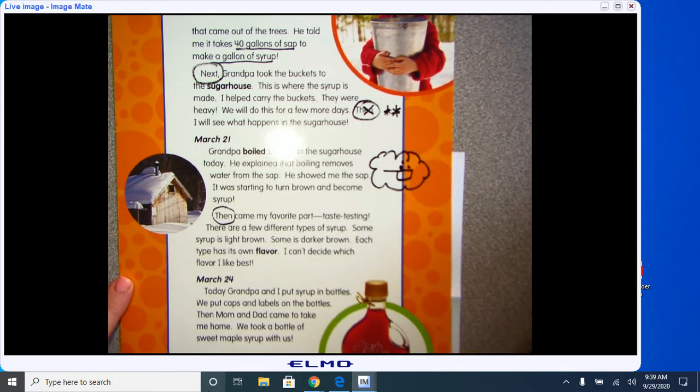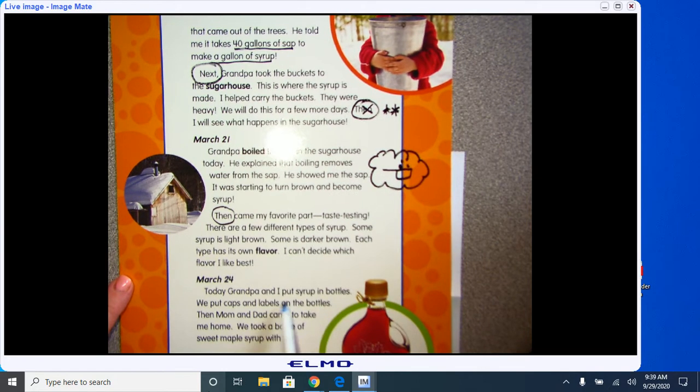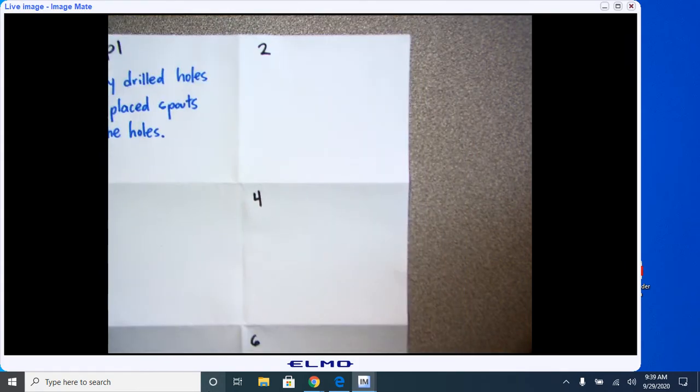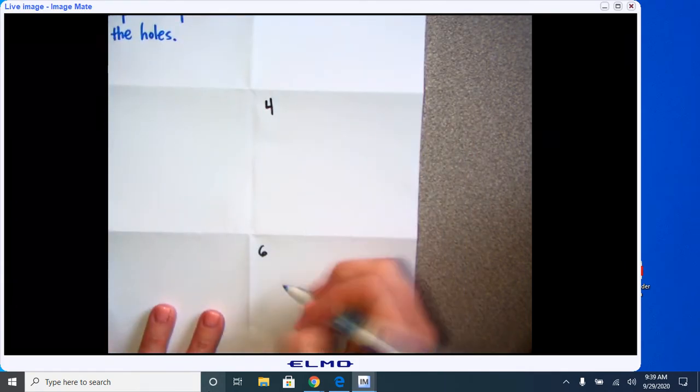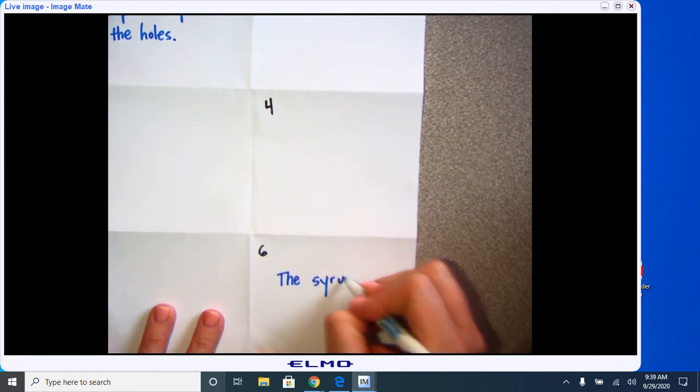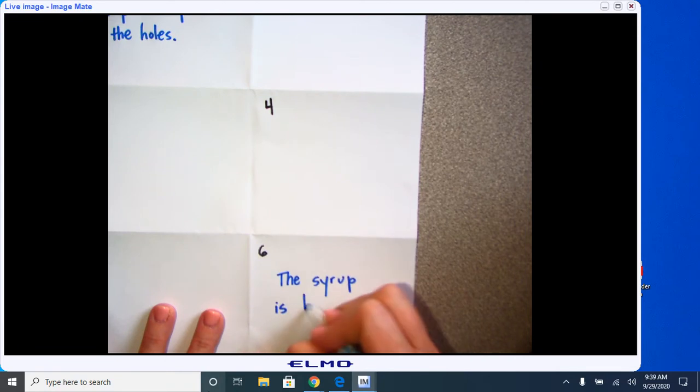All right, and I know that the last thing that they did to make the syrup was that they put the syrup in bottles. Now, the last thing that happened in the story is that he took syrup home with him, but that's not the last thing that happened in making the syrup. So step 6 would be the syrup is bottled.